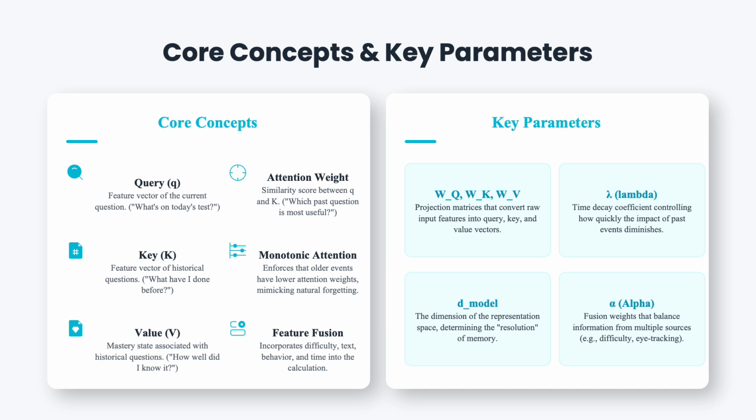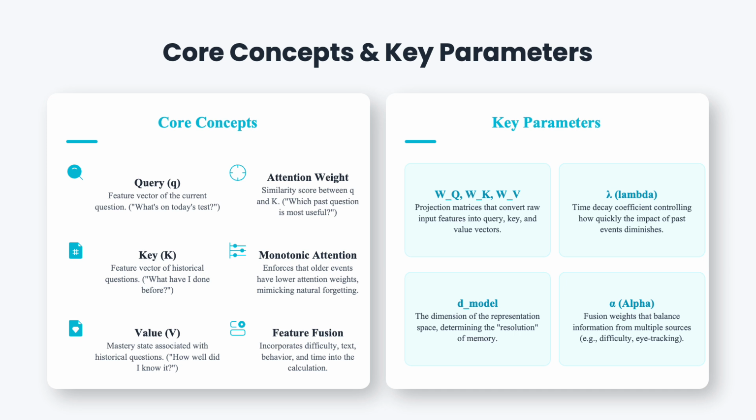So, what makes up this smart reviewer? Let's break down its core concepts and key parameters. Core concepts. Exercise. This is the question or problem the student is trying to solve. Knowledge concept. This is the underlying skill or fact being tested by the exercise. Attention. This is the magic sauce. It's the model's way of deciding which past exercises and concepts are most relevant to the current one. Prediction. The final goal. To predict how likely the student is to answer the next question correctly.